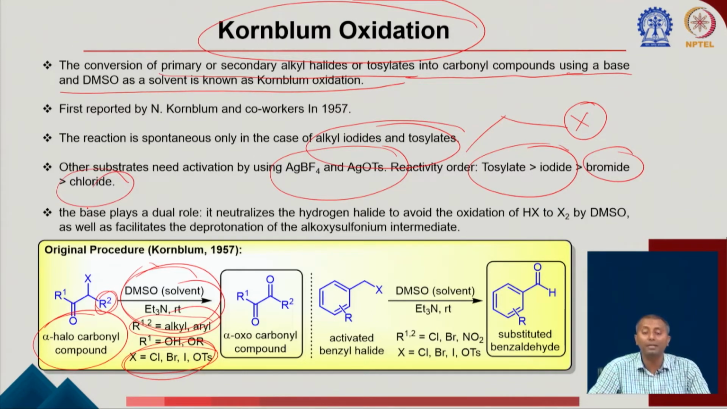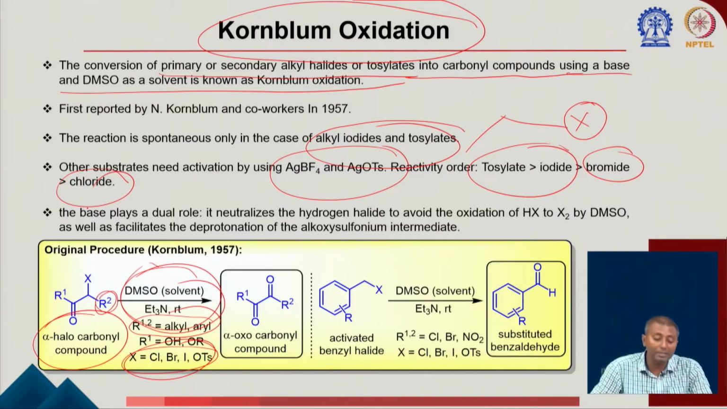We are going to come back to the mechanism, and we are going to see the base has a very important role, because as you are using the iodide or bromide, you are going to generate HI or HBr that has to be neutralized, okay. So this is going to facilitate the deprotonation, and at the same time it is going to neutralize the HX which is going to form in the reaction.